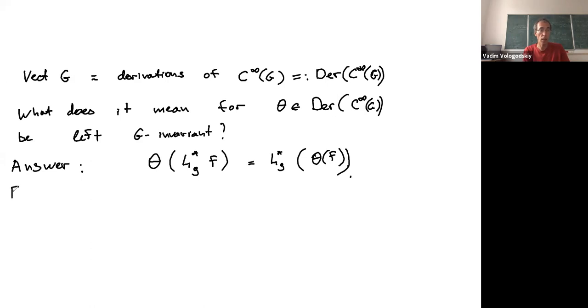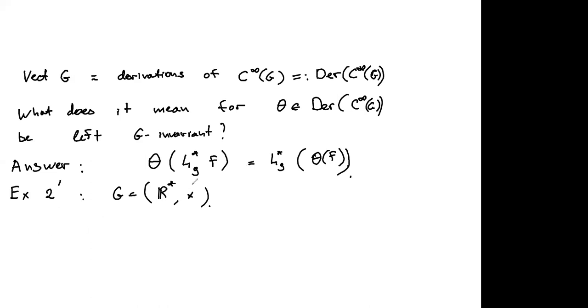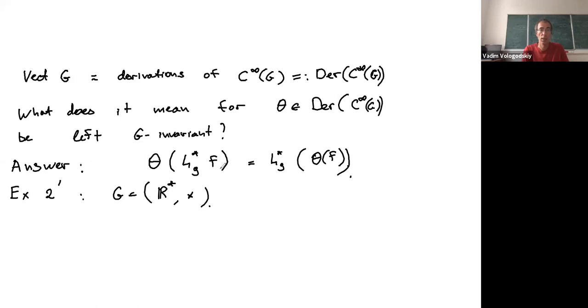But let me go back to example 2, and I will put a prime here. G is equal to R prime, R star, the multiplicative group. Let's try to understand what this condition means, and find all derivations satisfying this property. Any derivation can be written as a function h times d over dx, a partial derivative, where x is the usual coordinate on R star.